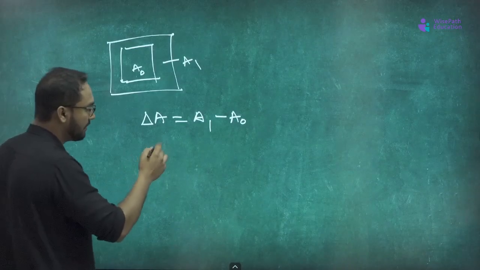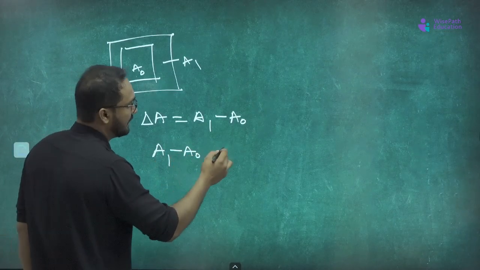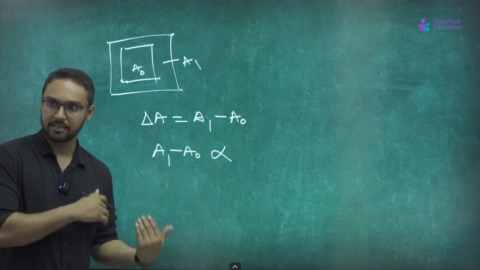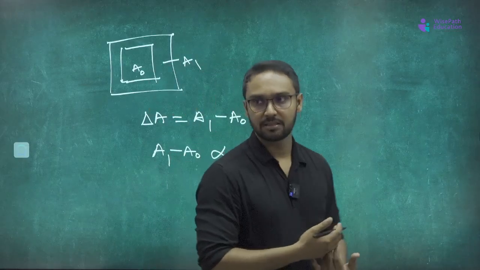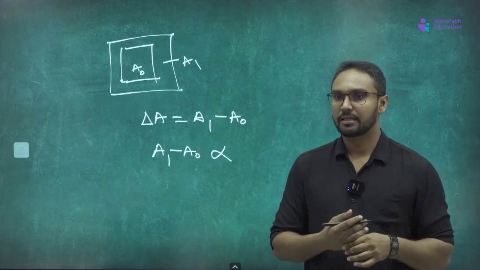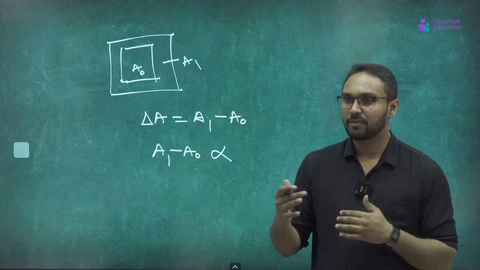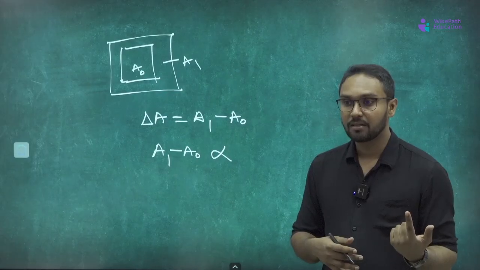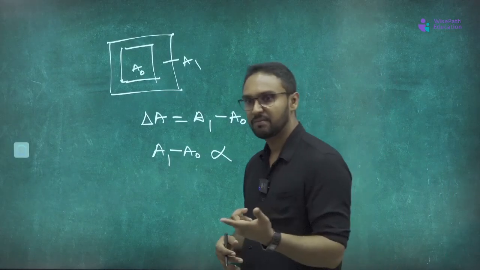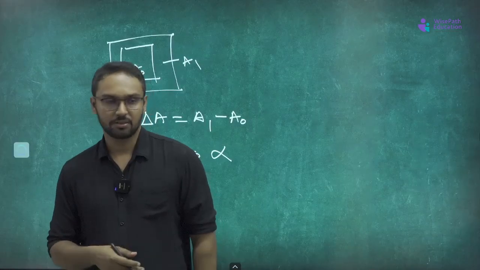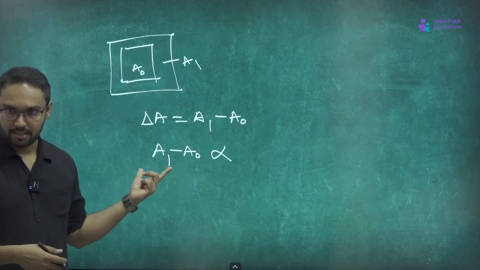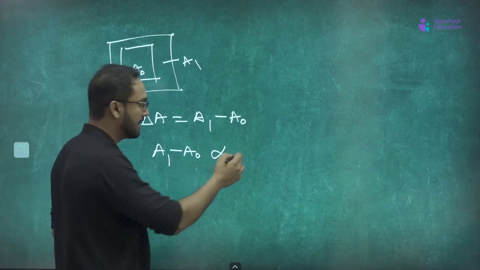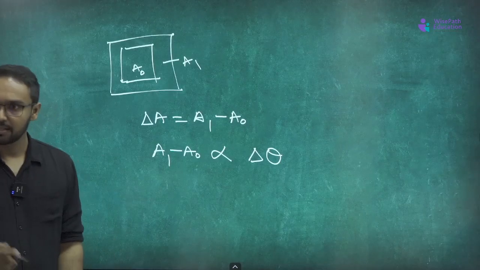This amount of area increase, A1 minus A0, is proportional to a few of the things that we discussed in the linear expansion as well. In the linear expansion, the amount of length increase is proportional to, first, the temperature. The amount of heat, we take it as the temperature. So the area expanded is proportional to the temperature difference, delta theta. There's another thing.